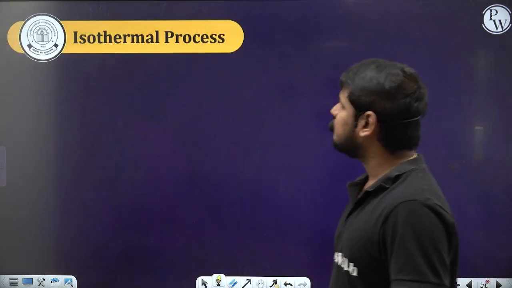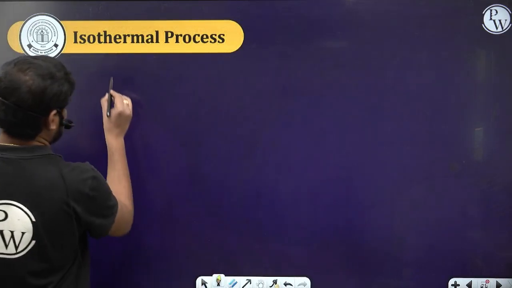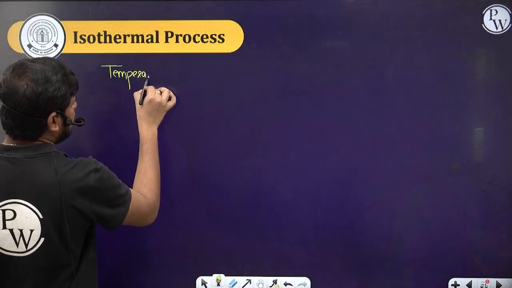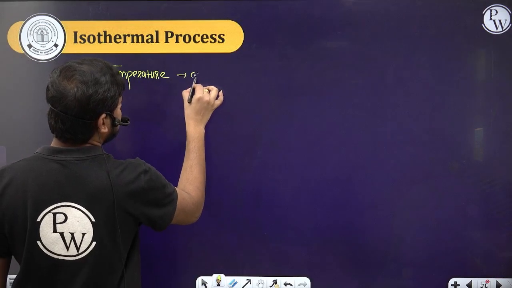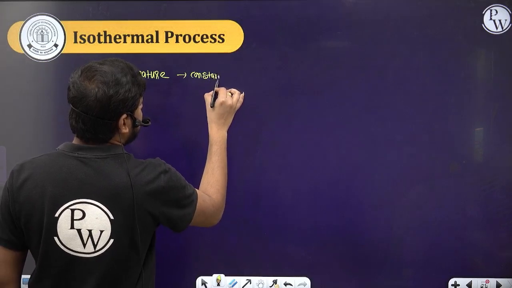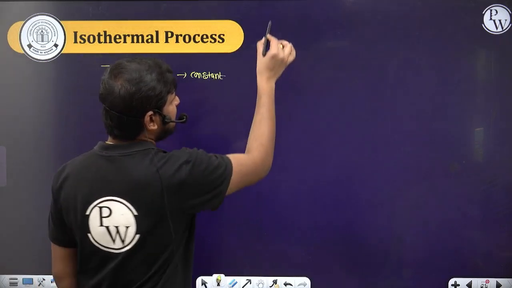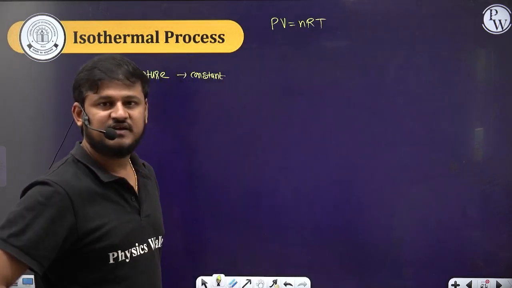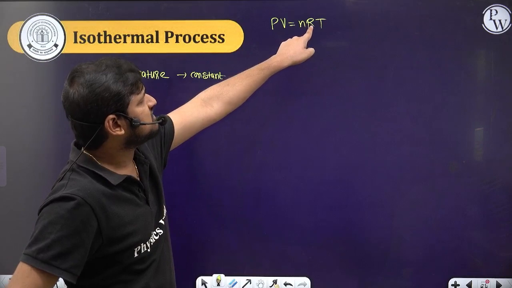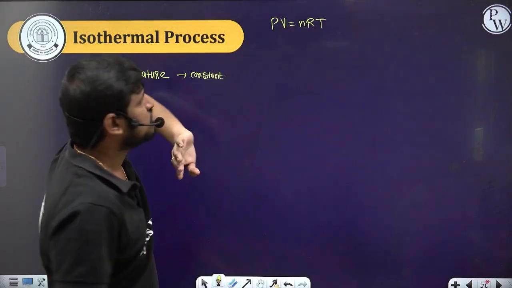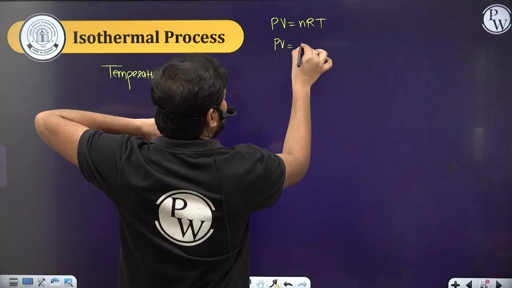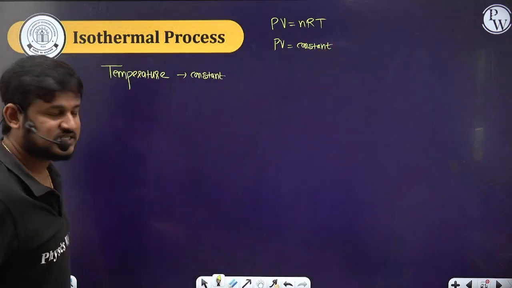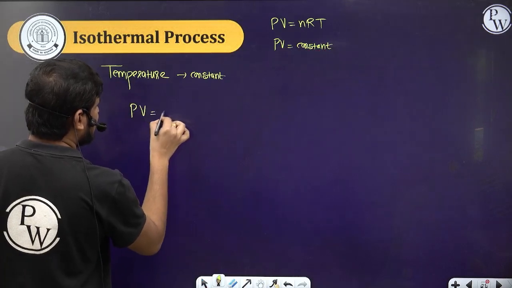So next, let's go for the isothermal process. Important. So here the temperature is constant. If the temperature is constant, let's have a look at the ideal gas equation. PV is equal to nRT. n is constant, R is constant, T is constant. So that means PV is going to be constant. So in the isothermal process, PV is constant.